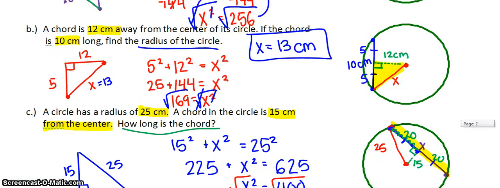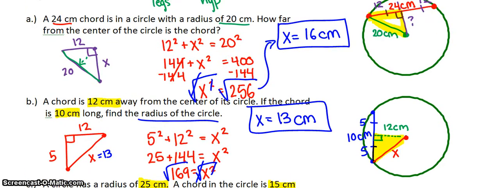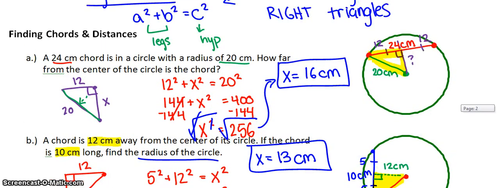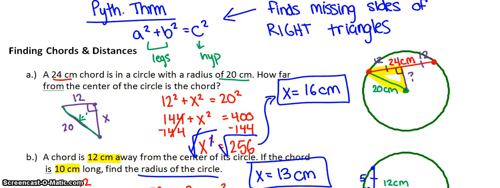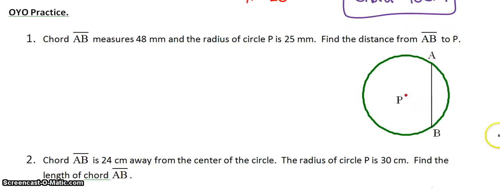Okay, so three different situations. One you're solving for a chord, one you're solving for the radius, one you're solving for the distance, but they all focus around: can you create a right triangle and use the Pythagorean Theorem, and then you know some distances in circles. So with that said, these are for you to try on your own. Please ask questions if you have them.